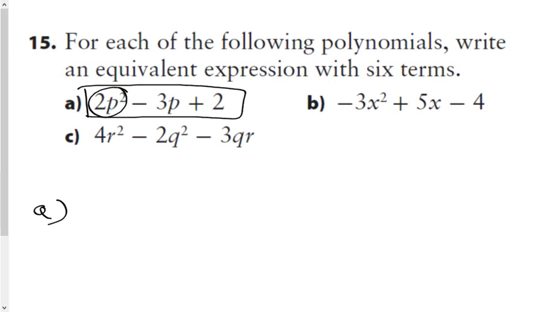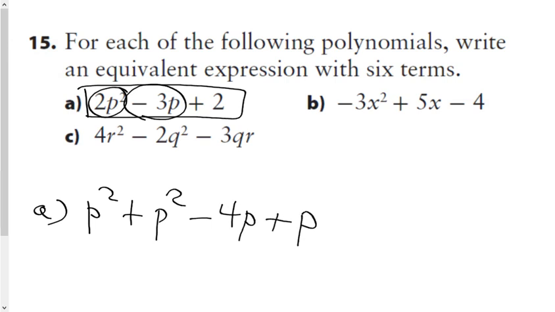So if I think about this one here, 2p squared. If I was to have a p squared, or 1p squared, plus an additional 1p squared, those 2 terms would be equivalent to the 1p squared. It's negative 3p, I could make it into a negative 4p plus p. Those 2 we combine. And our last one, the positive 2, we made up simply 1 plus 1. So now I have 6 terms in this polynomial, and if I gathered like terms, I would end up with this one here.